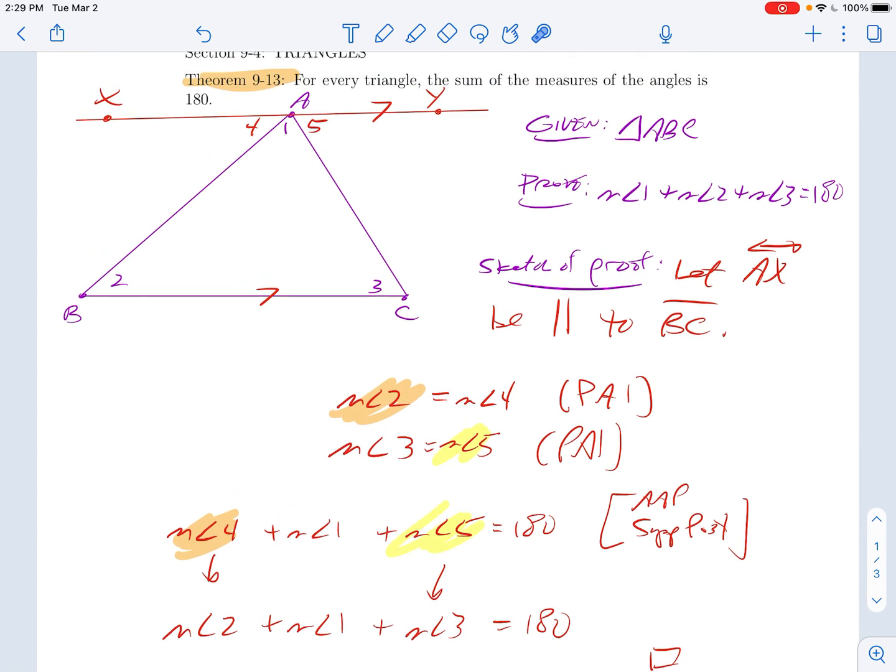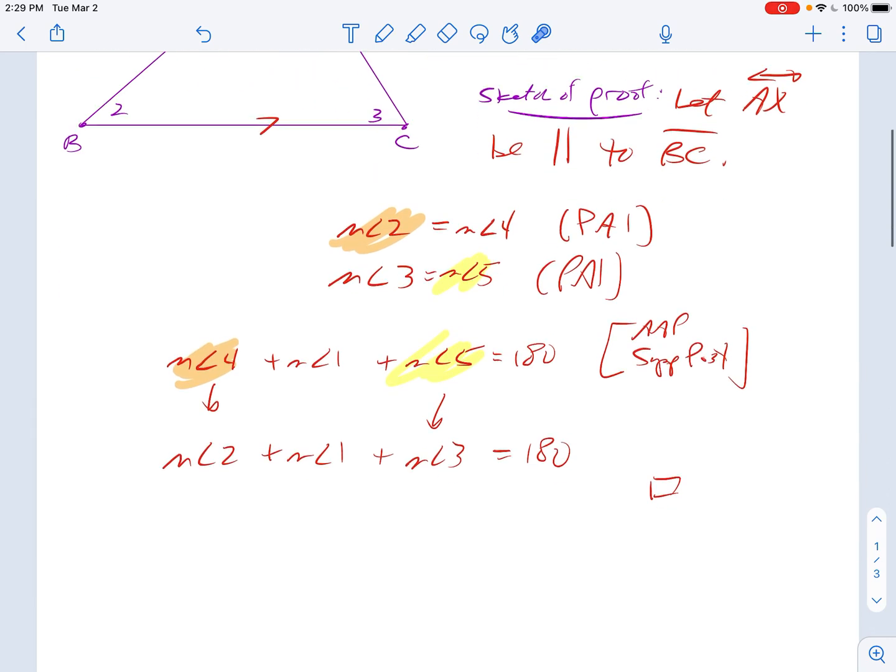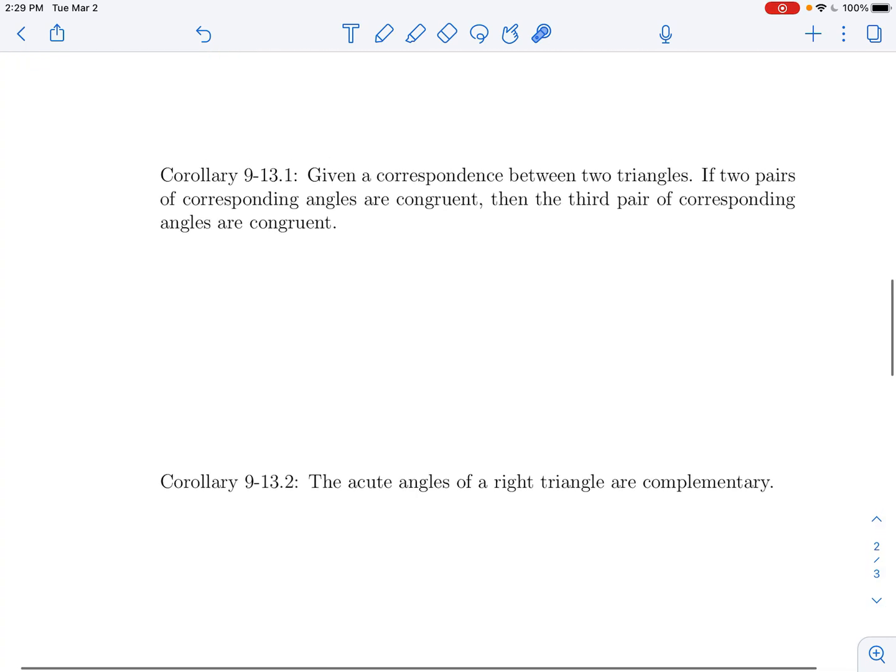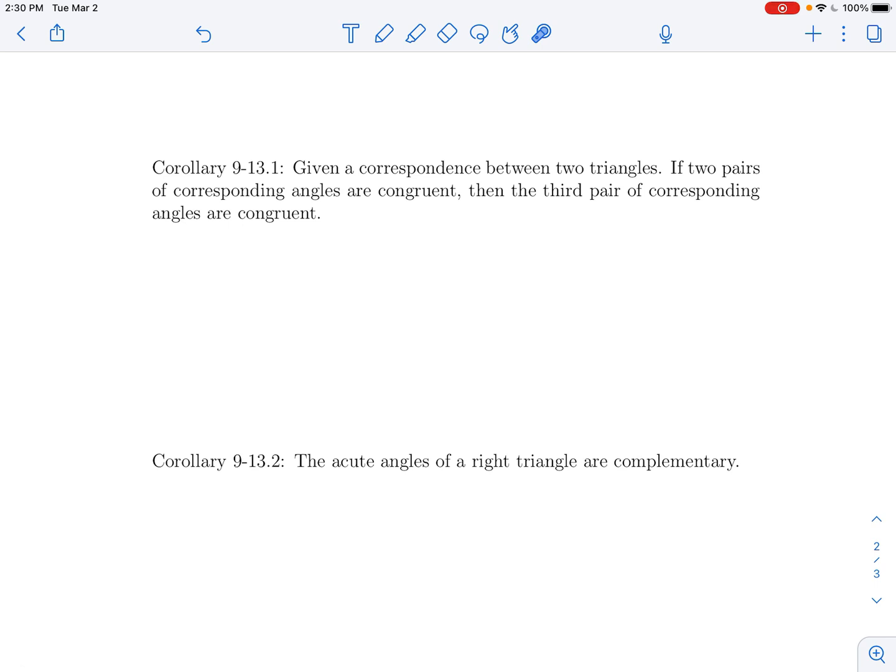So once we're able to do more with parallels and we have PAI, we finally get this fact. So you are now allowed to use this in proofs and in solving problems. Up to this point, it might be something you knew, but it wasn't really something you could legitimately use in this class. Now it's fair game. And we have a few quick corollaries once we know this. So this says, given a correspondence between 2 triangles, if 2 pairs of corresponding angles are congruent, then the third pair of corresponding angles are congruent.